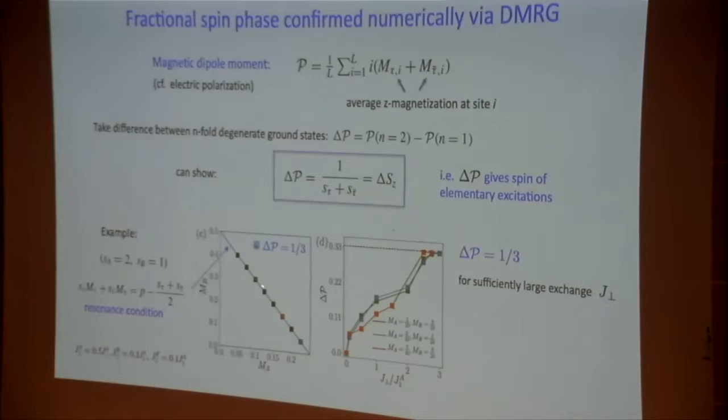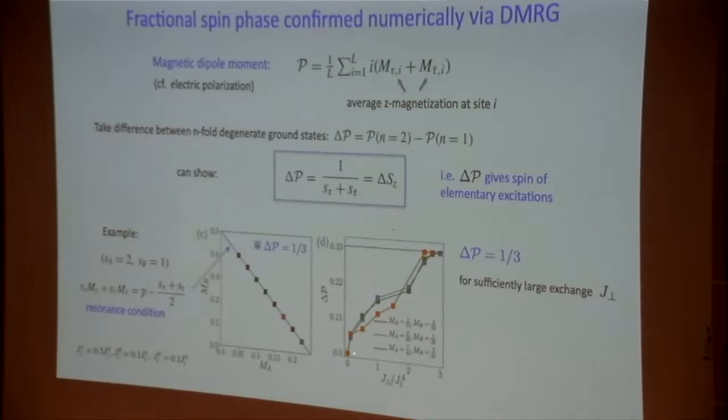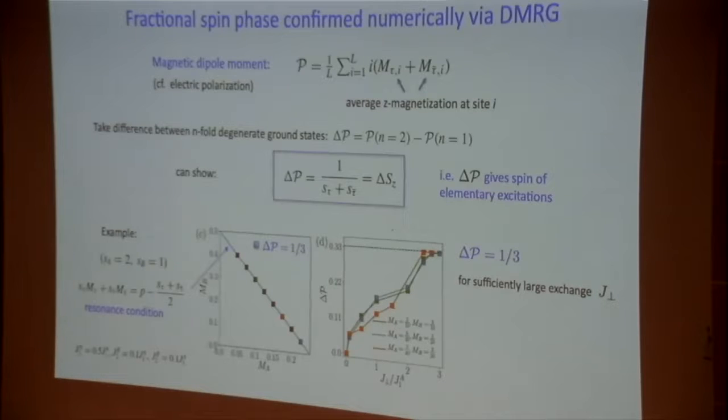And on this line, one can check numerically that all these squares satisfy that this number here indeed is 1/3, as we know from the previous RG analysis. So here's, for example, a numerical calculation of how this polarization difference reaches its asymptotic value of 1/3 if one increases the exchange interaction. But this gives us a very strong confidence that indeed this phase exists.